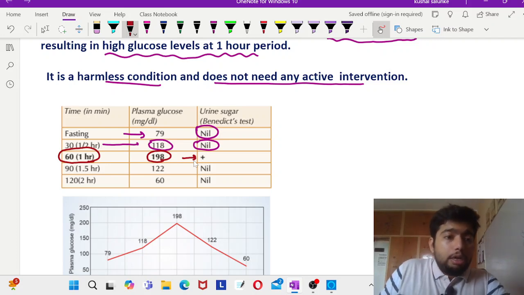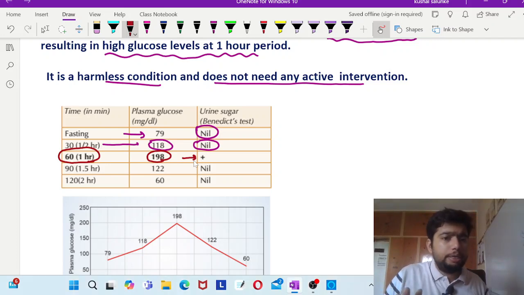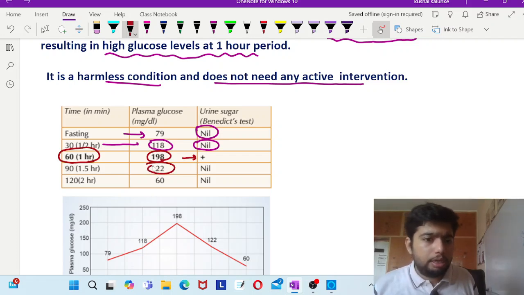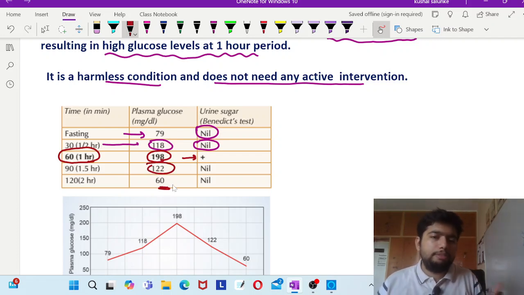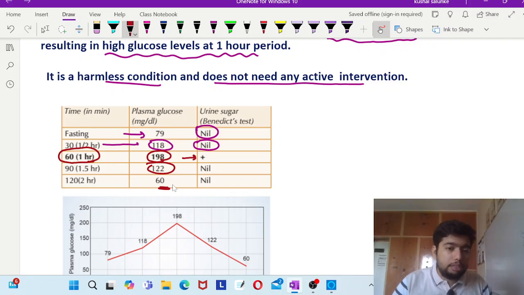And again you can see at 90 minutes or 120 minutes, it is coming back to normal, and this is about to have a hypoglycemic episode. Okay, or it is having hypoglycemia at 60. At 60, hypoglycemia happens. Sometimes it is asymptomatic, but at 60 usually it is symptomatic.